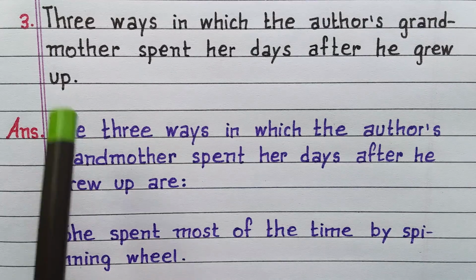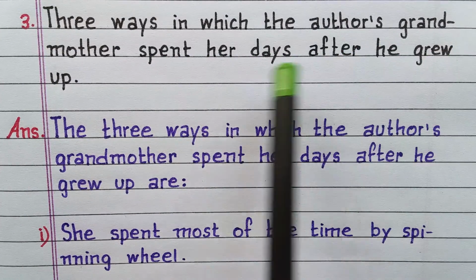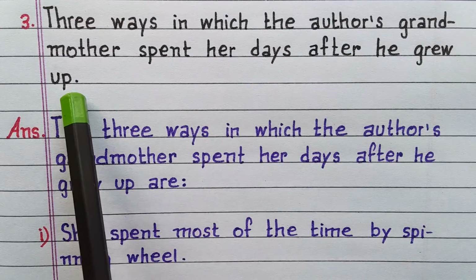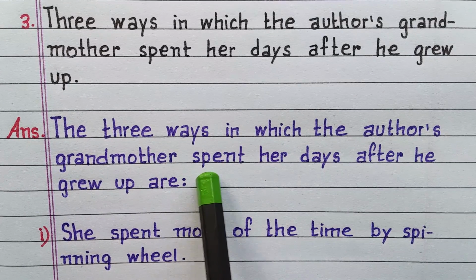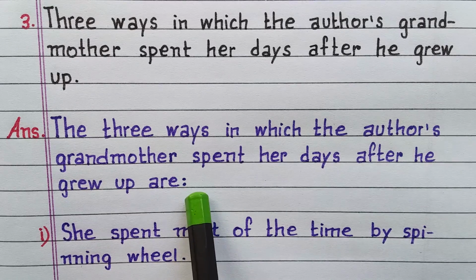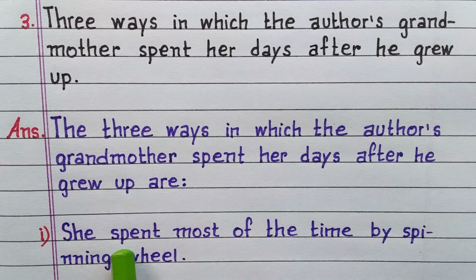Question number 3. Three ways in which the author's grandmother spent her days after he grew up. Answer. The 3 ways in which the author's grandmother spent her days after he grew up are: Number 1. She spent most of the time by spinning wheel.